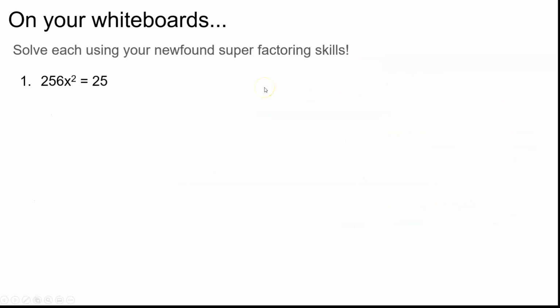We're going to go ahead and do this one together. Go ahead and take a second. And then we are going to work through it. Okay, so the first thing I'm going to do is set everything equal to 0. So to do that, I have to subtract 25 from both sides. That gives me 256x squared minus 25 equals 0.